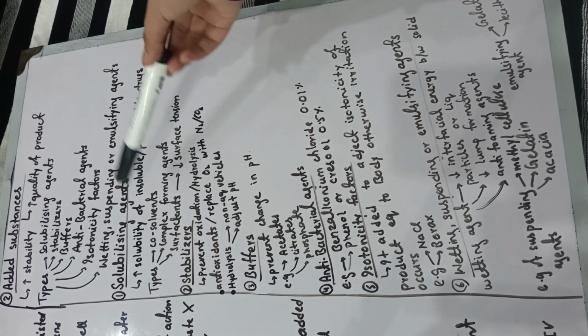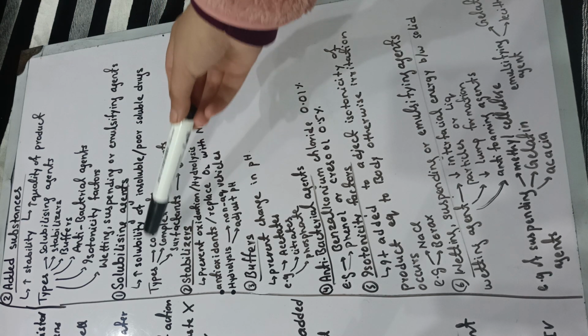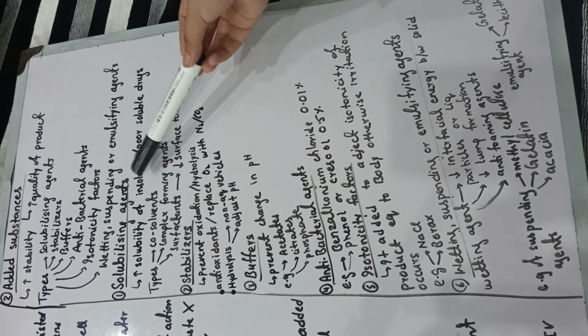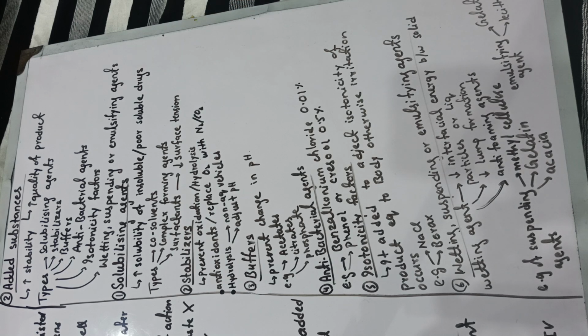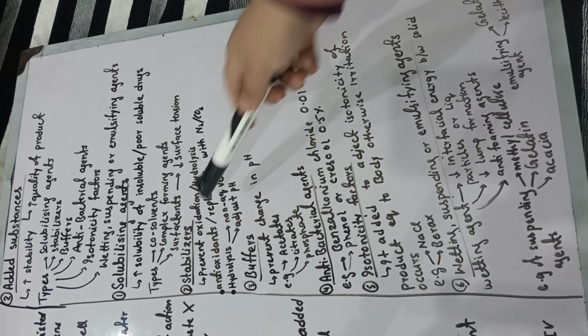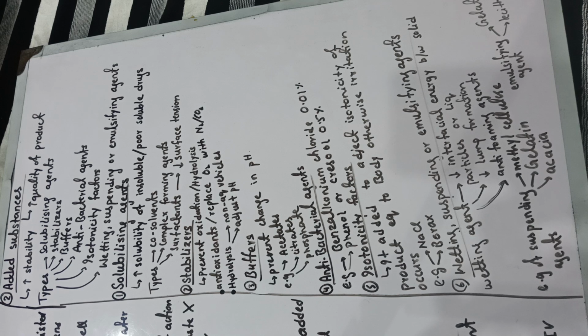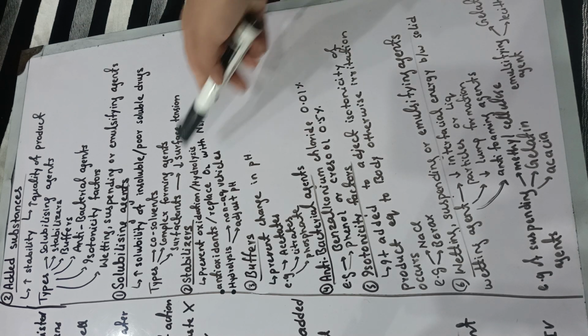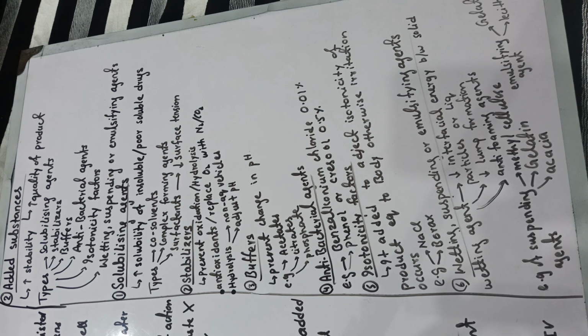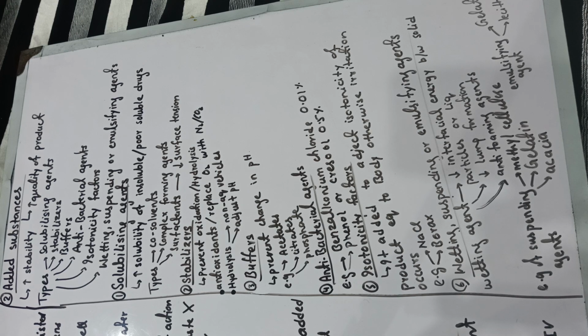Solubilizing agents, as their name indicates, increase the solubility of your poorly soluble or insoluble drugs. Actually they create a bond between them. Like you know well about the surfactants: surfactants decrease the surface tension and cause the solubility of the drug. Some complex forming agents are also used, and co-solvents also play an important role in it.